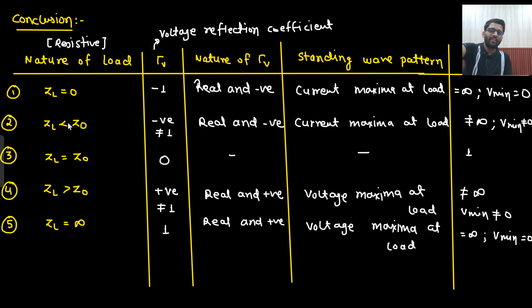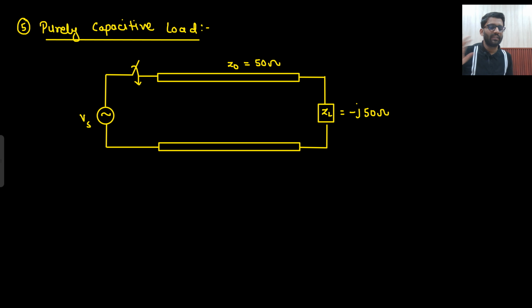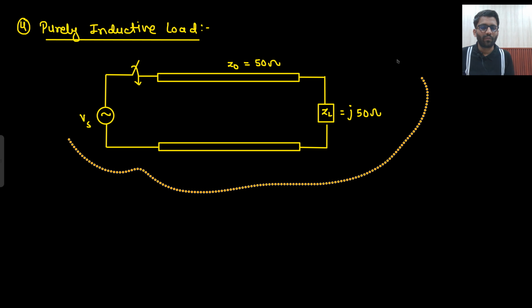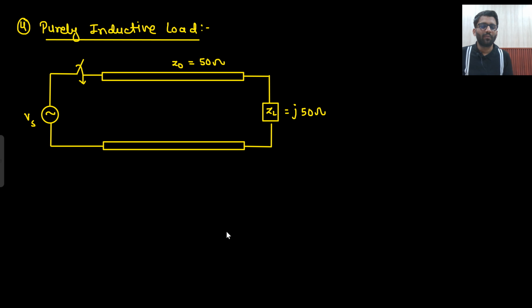In resistive load, only these 5 kinds of conditions can be there: ZL less than Z naught, ZL greater than Z naught, ZL equal to 0, ZL equal to infinity, and ZL equal to Z naught. Now we will see inductive load, capacitive load, and complex load. So you try analyzing it on your own. Certainly you can do it on your own. You will first find the reflection coefficient, gamma. Then you will write down the voltage equation. Then you will see that gamma will have some angle. How that angle comes into action, from there you can find out the maxima and minima. So do it on your own.